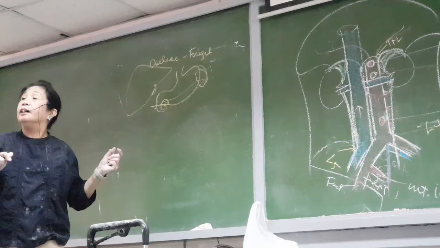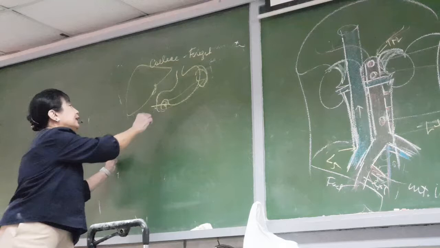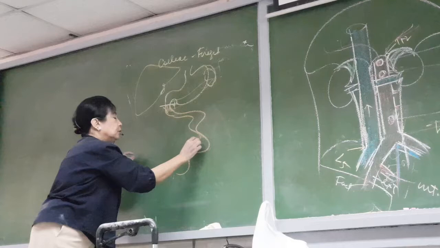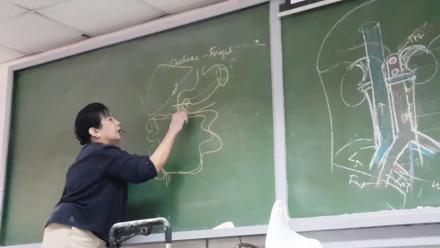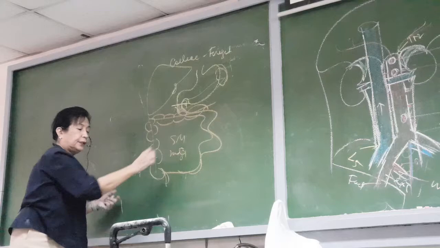Lower half of the duodenum, then jejunum, ileum, okay? And then what else? Cecum with appendix, and what is this? Ascending colon. And the proximal two-thirds of the transverse colon, that is midgut. That is supplied by the superior mesenteric.